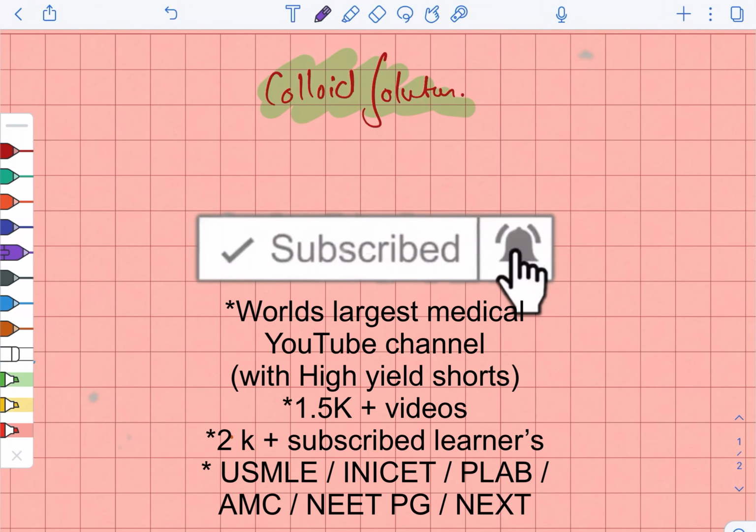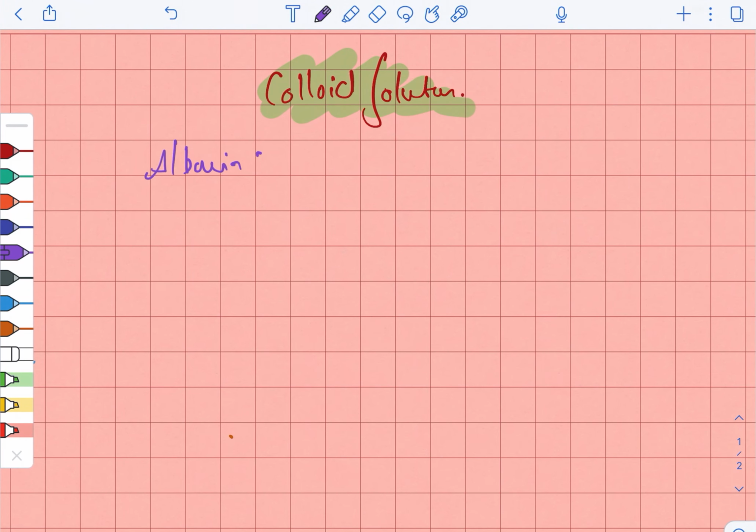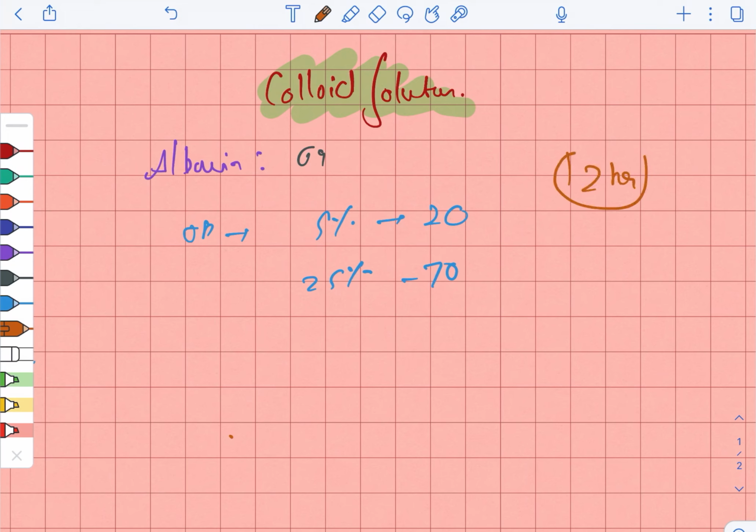Colloid solution. Firstly, we are going to look at the albumin. Albumin, the molecular weight is about 69, and then the oncotic pressure is about, for 5% it is 20, and for 25% it is 70. Now the duration of effect is 12 hours.